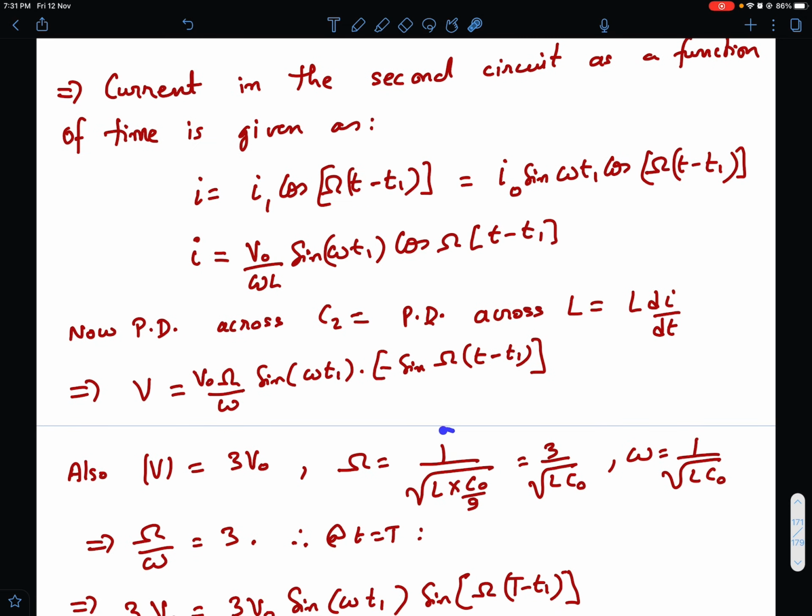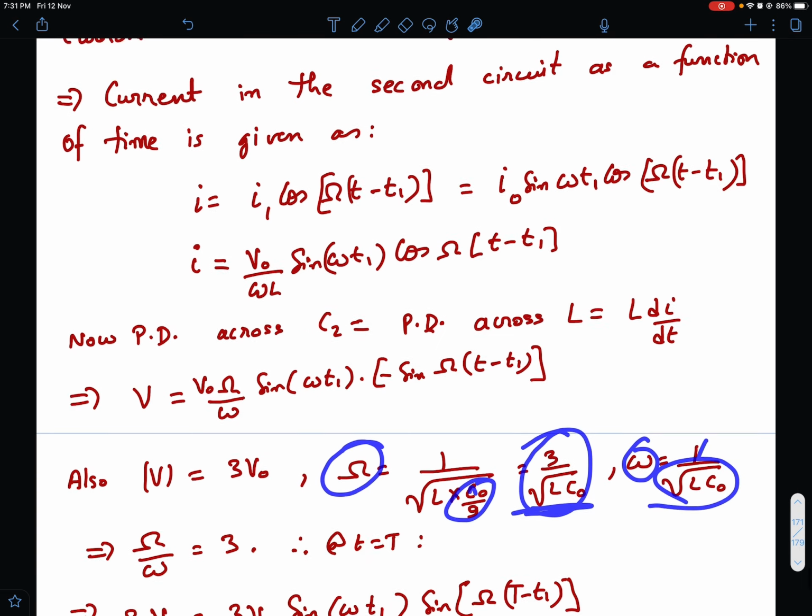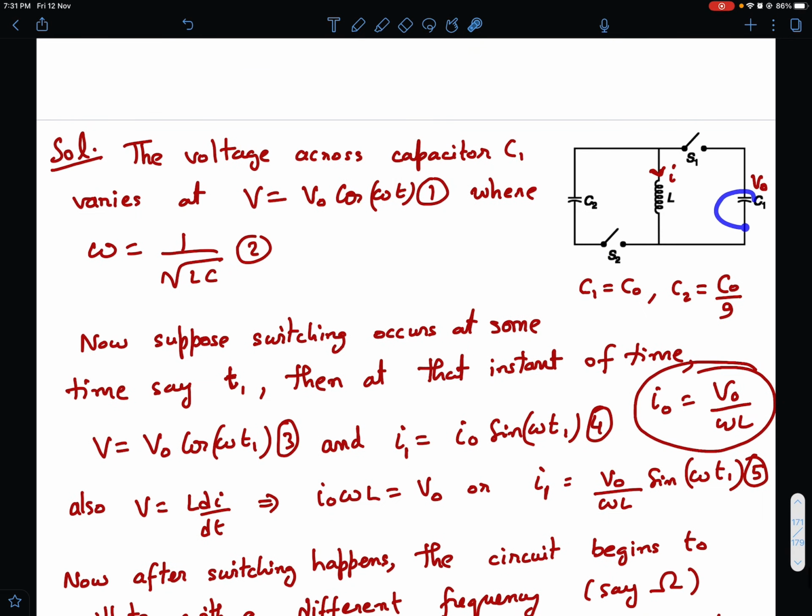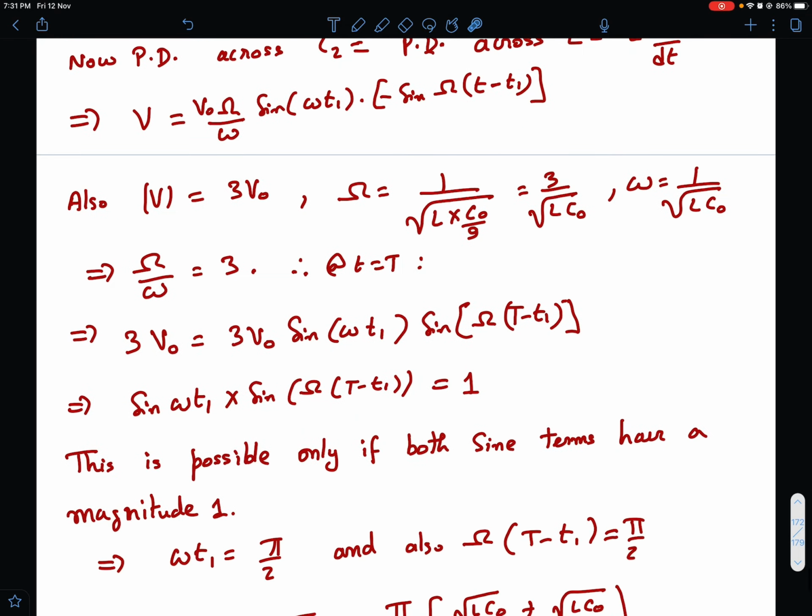And what about capital omega? Capital omega is 1 by root L C2, and C2 is C0 by 9. So capital omega is 3 by root L C0, and small omega is 1 by root L C0. Why? Because this capacitance is C0 and this capacitance is C0 by 9.